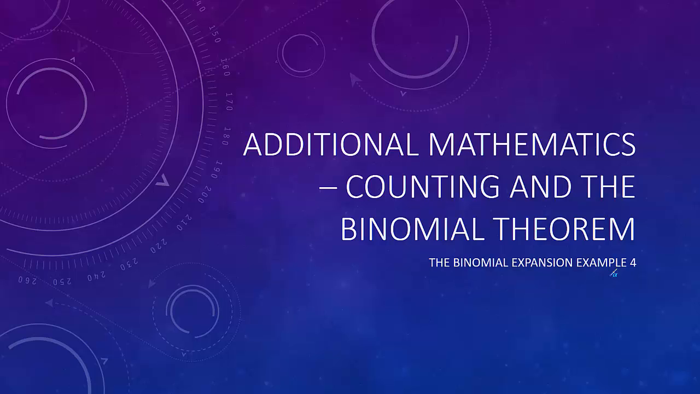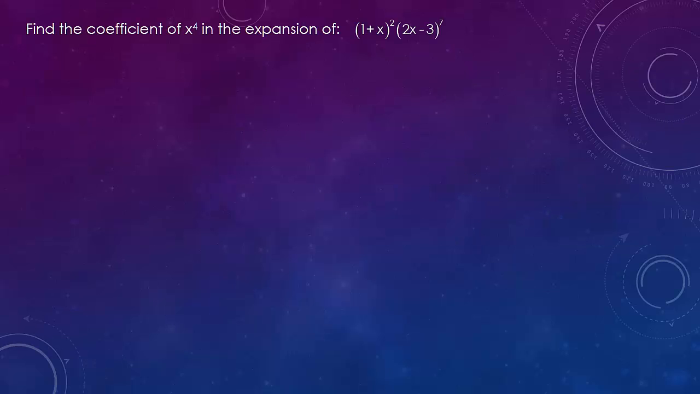The binomial expansion, example 4. Find the coefficient of x to the 4 in this expansion here. So, 1 plus x all squared, if we expand that, gives us 1 plus 2x plus x squared.